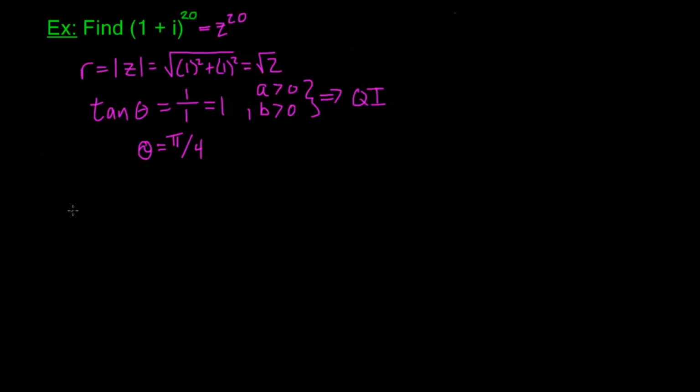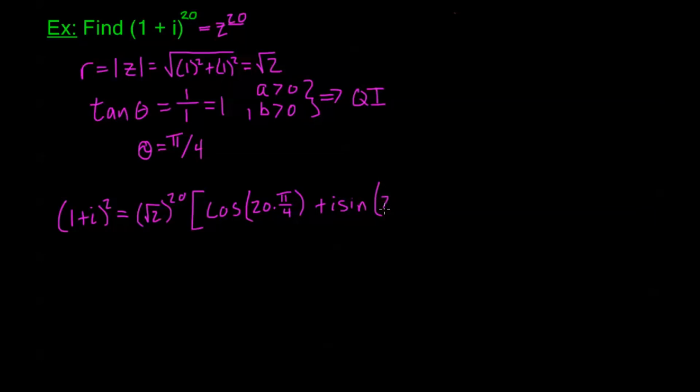So now I'm ready to solve this. 1 plus i to the 20, this is equal to, in its polar form, the modulus, which we found to be square root of 2 to the 20, times the sum cosine. Now here for cosine, remember we are multiplying theta by n, whatever n is. Here our n is 20, so this is 20 times pi over 4, and then we have plus i sine of 20 times pi over 4.